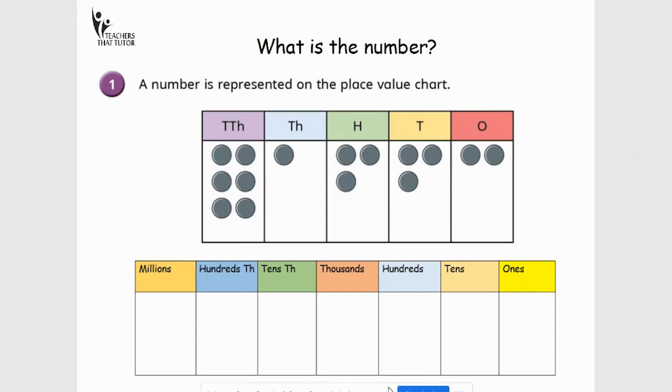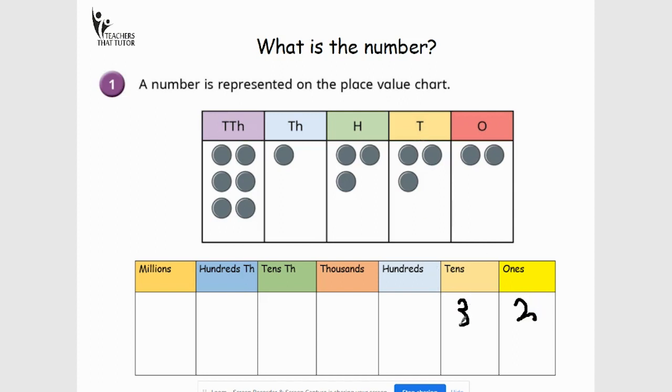Okay, so numbers can also be represented in the place value charts, not with digits, but with counters. Looking at this one here, what do you think this number represents? Well, if we work on the basis that this O here means ones, the T means tens, the H means hundreds, the TH means thousands, and the TTH means tens of thousands. So how many counters do we have in the ones? We've got 2. How many counters do we have in the tens?